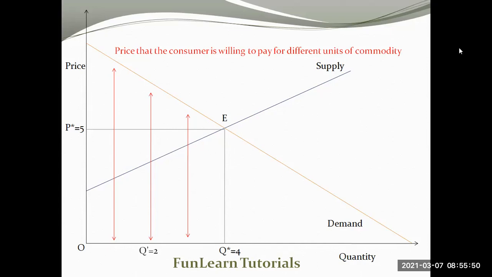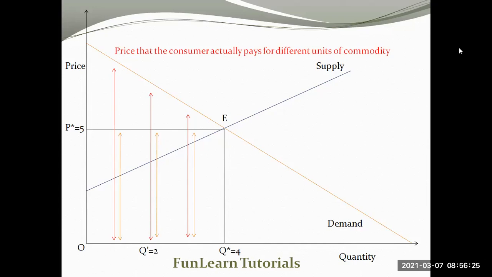So essentially, if we look at the entire area below the demand curve up till the equilibrium position, that gives me the total amount of the price that the consumer is willing to pay for different units of commodity. Now what we'll be looking at is the price that the consumer actually pays for different units of commodity. So given the fact that the equilibrium market outcome is E, which gives OP star equal to $5 as the price charged, the consumer actually pays $5 for every unit of commodity that he or she procures.